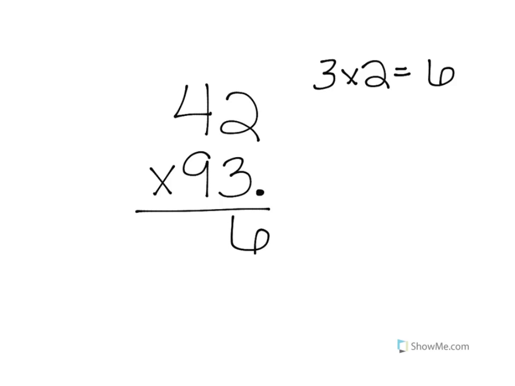I have nothing to carry. Now I'm going to do 3 times 4, and that equals 12. I'm going to put the 2 down here. I've got nowhere to carry that 1, so I'm going to drop that as well.